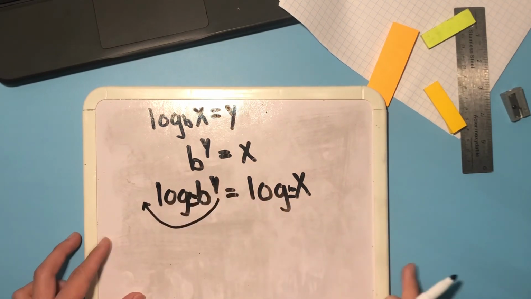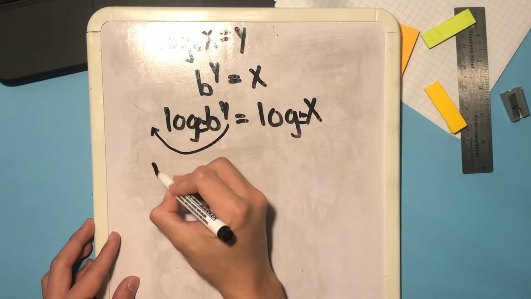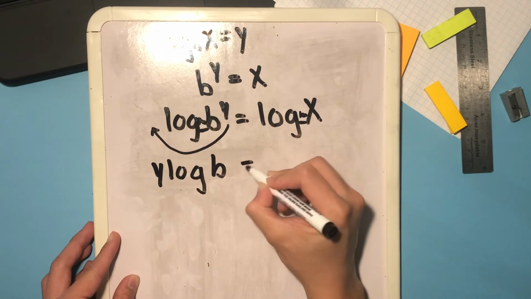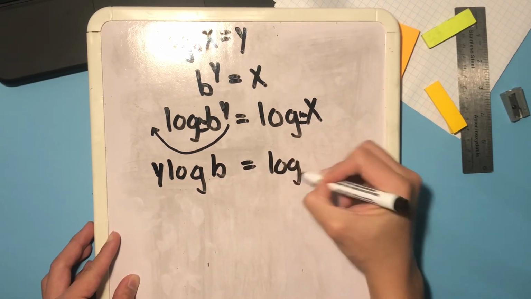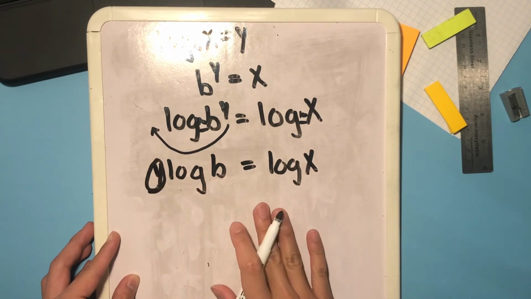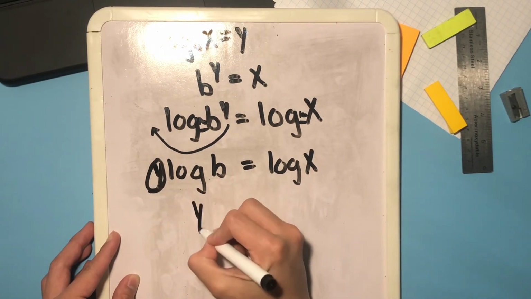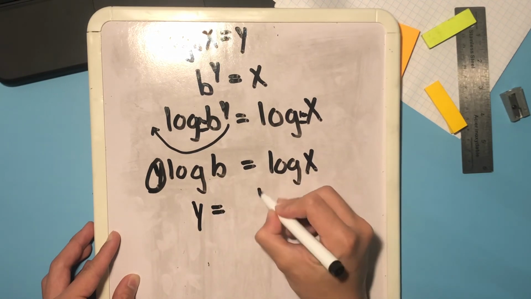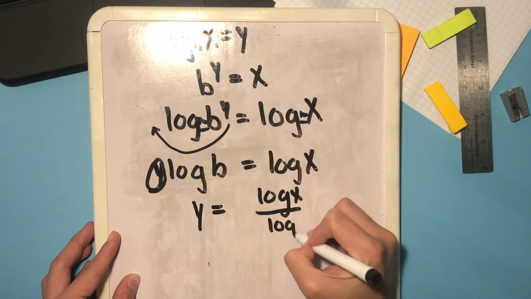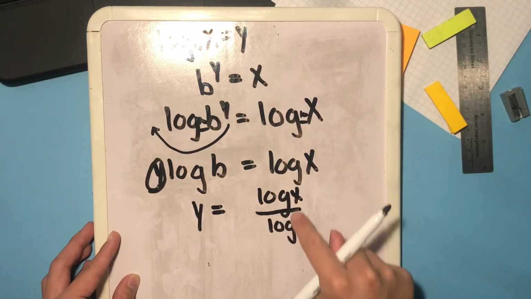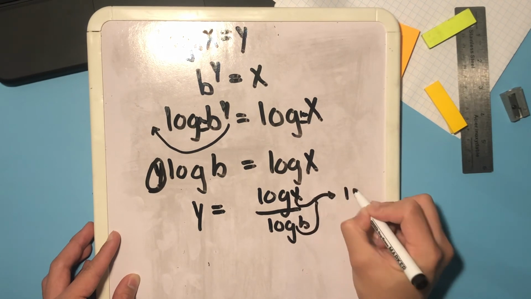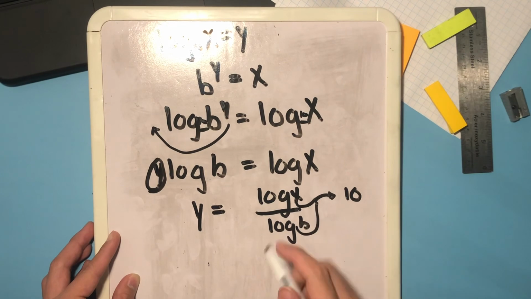Now, with the exponent law, we can move the y in front of the log, which will now be rewritten as y log base whatever of b equals log to the base of whatever of x. Now, we're going to go ahead and evaluate for y. So dividing both sides by log b, you now get y equals log to the base of whatever of x over log to the base of whatever of b. Now, you can still assume that the base is 10 if you'd like. However, it can be any variable of your choice.